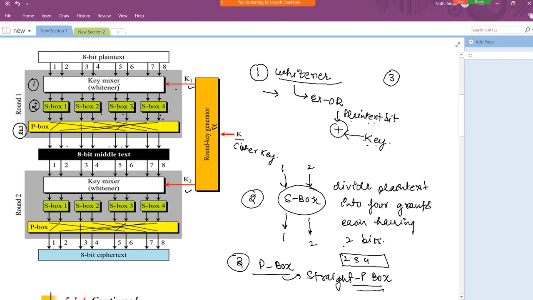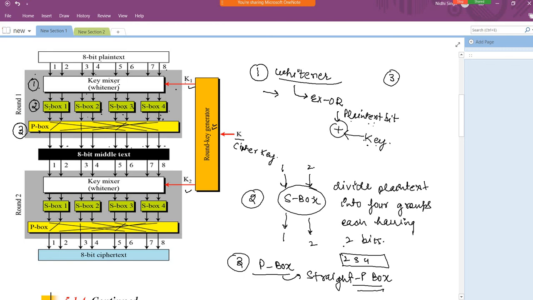So the same 8-bit text will be generated and it will be treated as 8-bit middle text. ठीक है. So मैं दोबारा रिवाइज करती हूँ. In round 1 we have 3 transformations. The first one is key mixture, second one is substitution, and the third one is the permutation.